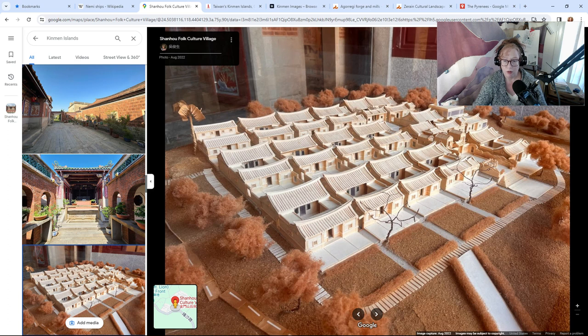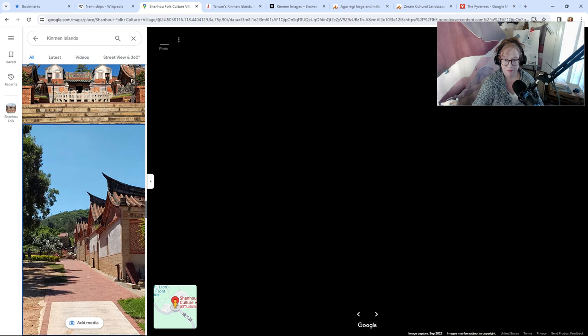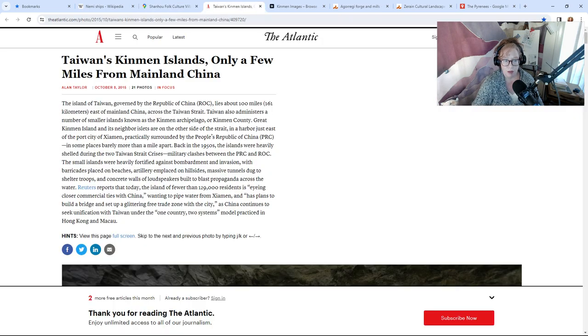So this is the folk village. Kind of neat. There's 129,000 residents. And there's some nervousness about the islands, because the islands want to have closer commercial ties with China, so they can get water, electricity, internet. It's easier for them to go to China and get what they need than to go to Taiwan.